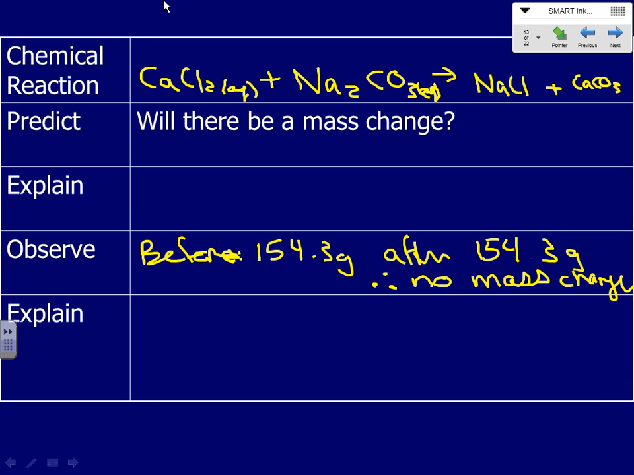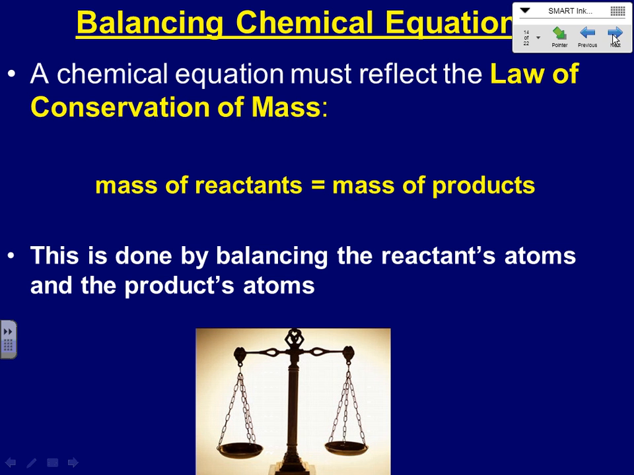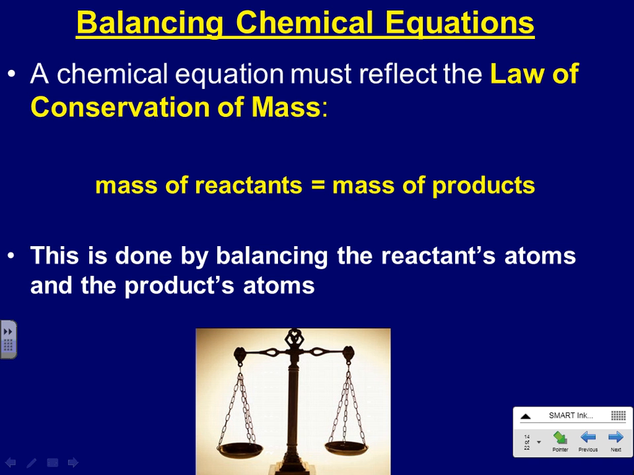Anyway, it doesn't make any difference what that explanation was about. In this case, we have the same mass, and that's very important. So what does that mean? That means then that we must balance chemical reactions in order to fulfill the law of conservation of mass.